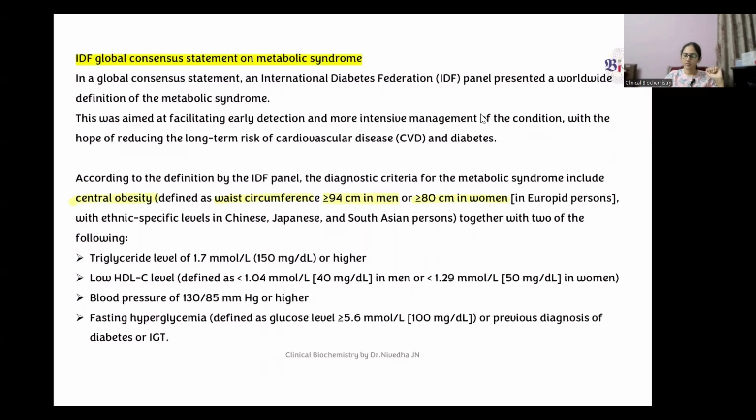Along with waist circumference, two other criteria should be satisfied: triglyceride level more than 150, HDL level less than 40 in men, less than 50 in women, BP, and fasting hyperglycemia. As you can see, this is similar to your NCEP ATP criteria, where there were 5 criteria and you diagnose with three or more. In IDF, waist circumference is a must. With waist circumference as a must criterion, 2 other criteria of these 4 have to be present, then you diagnose the patient with metabolic syndrome.